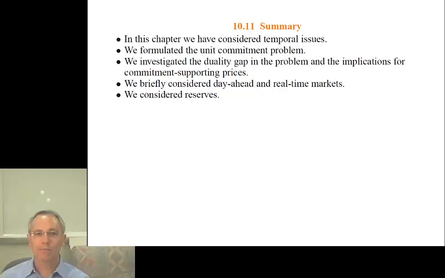So, in this chapter, we've considered temporal issues. We formulated the unit commitment problem, we investigated the duality gap in the problem and the implications for commitment supporting prices, we briefly considered day-ahead and real-time markets, and we considered reserves.